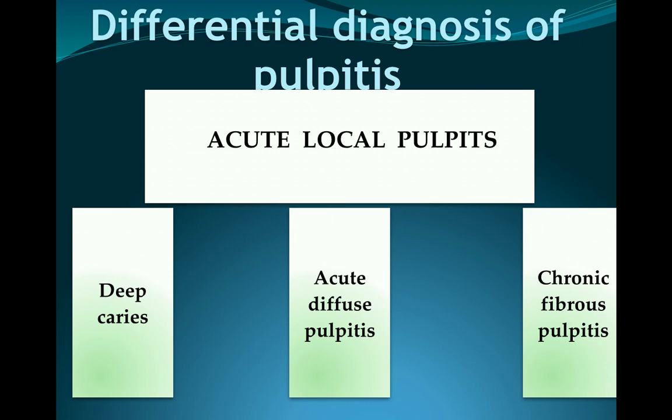Then next differentiation, when chronic fibrous pulpitis, pulp chamber is open, but when acute local pulpitis, pulp chamber is closed. We can check it with a probe. Then when acute local pulpitis, there is spontaneous pain. But when chronic fibrous pulpitis, mostly pain after influence of irritants, especially hot or cold irritants.